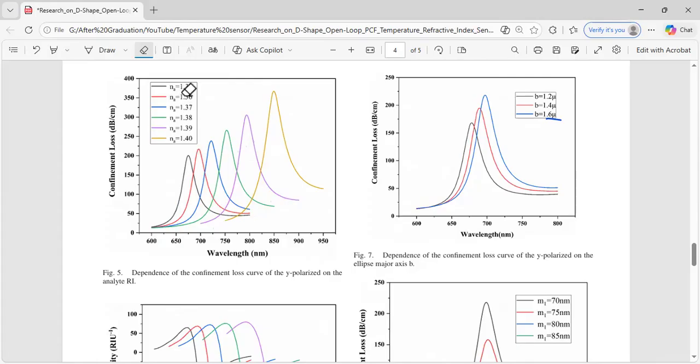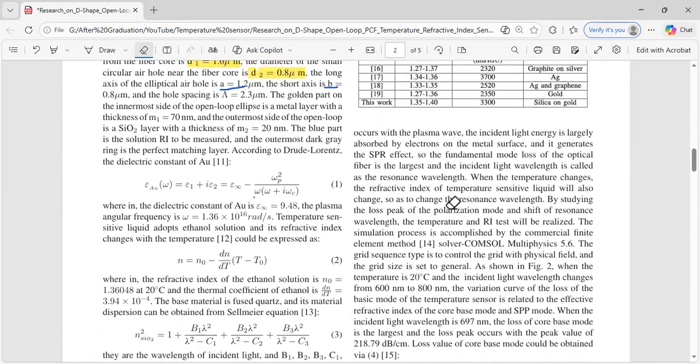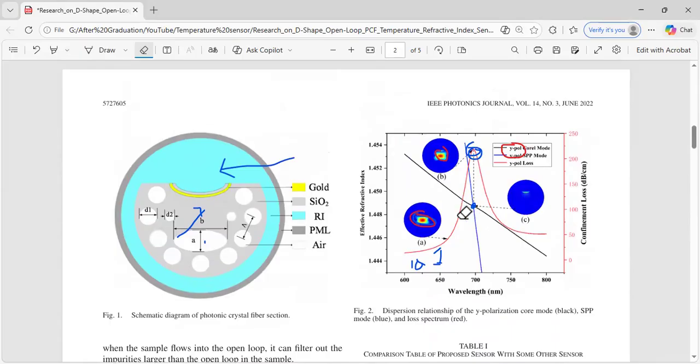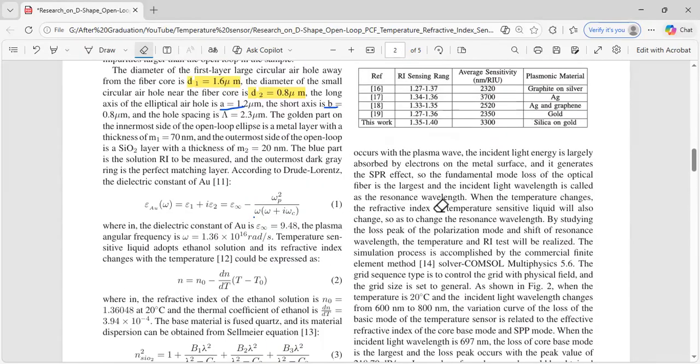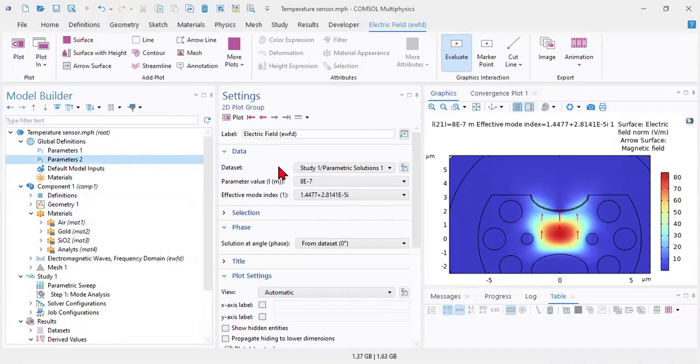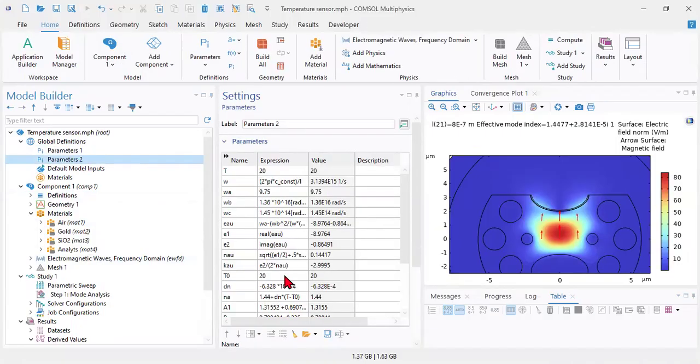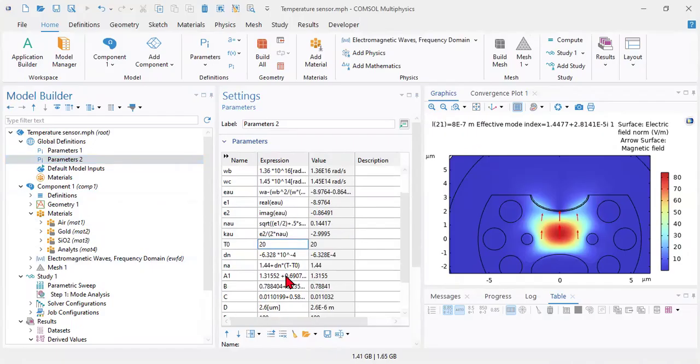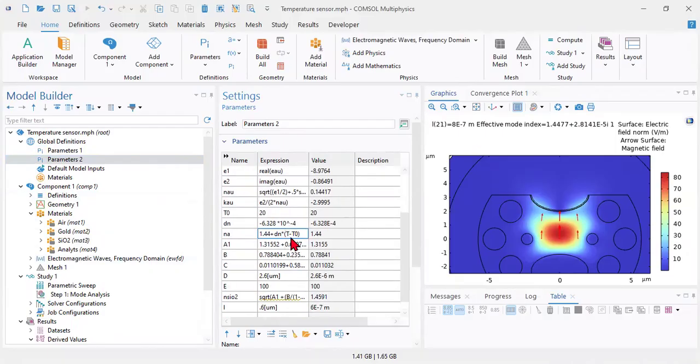The refractive index of this red curve is 1.36, and its resonance wavelength is around 700 nanometer. And for this case, it's the same shape. But in our case, we define the same thing, but here n is 1.44 for 20 degrees Celsius, right? So that's the problem.